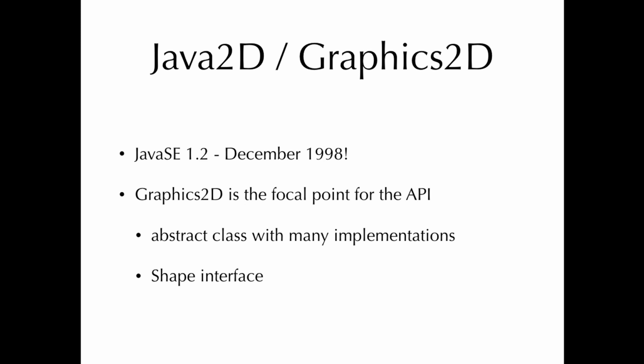Just some background on Java 2D and Graphics2D. It was part of Java SE 1.2 in December 1998, so this was new when I started working with it. Graphics2D is the focal point for this API. I think of it as an interface, but in fact it's an abstract class, but it just has a set of methods. I can't remember how many, maybe 45 methods that make up the API. There's, as I said, many implementations. An important aspect of this API, and I'm a big fan of Java 2D, what I think makes the API really work is the Shape interface.